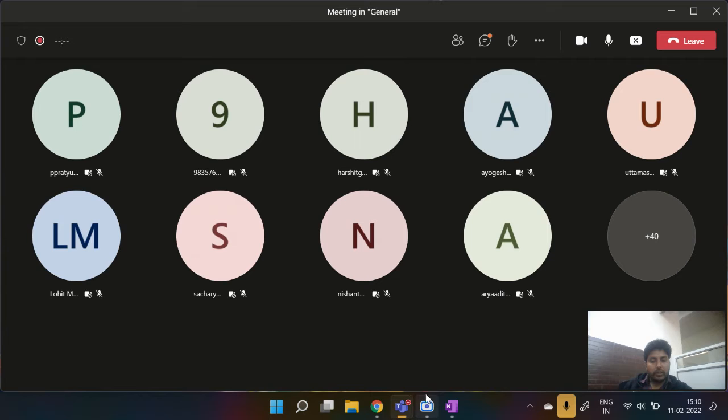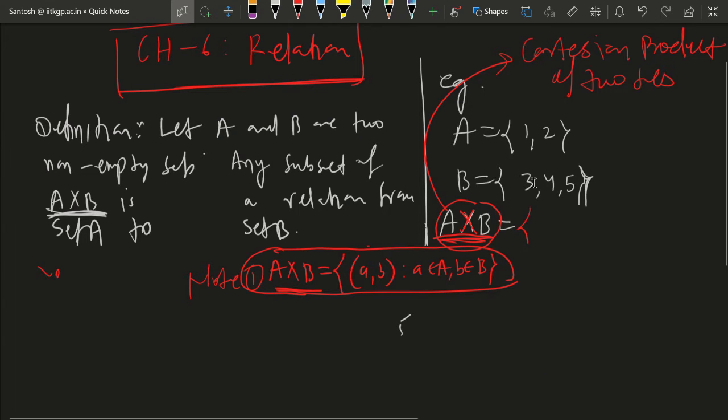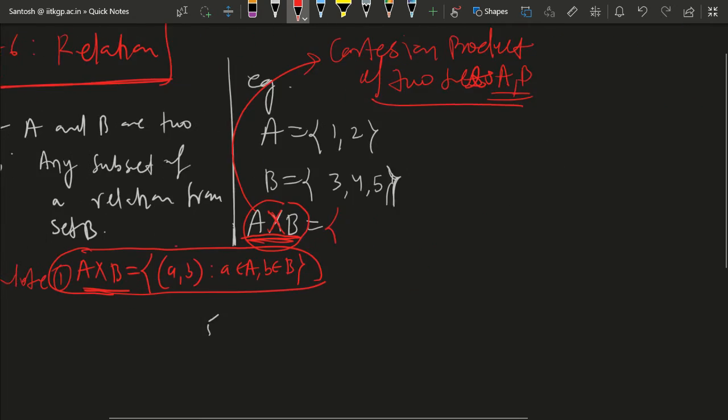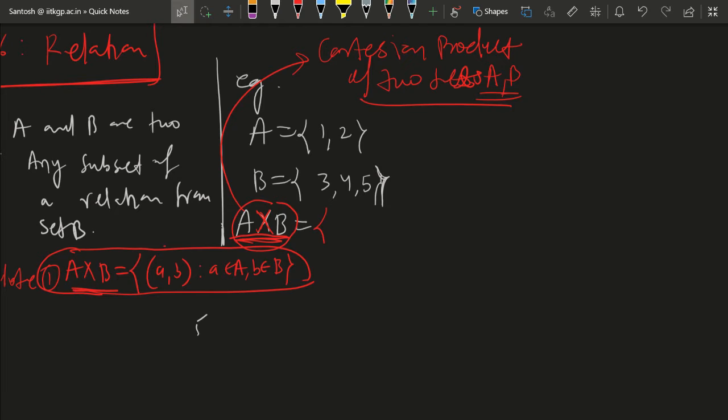So the Cartesian product of two sets A and B. Anyone would like to try again? See the definition carefully. What is it saying? A cross B is a set containing ordered pairs. We call it an ordered pair.